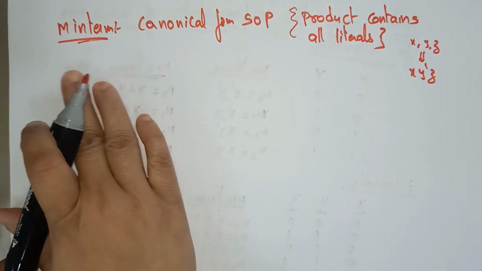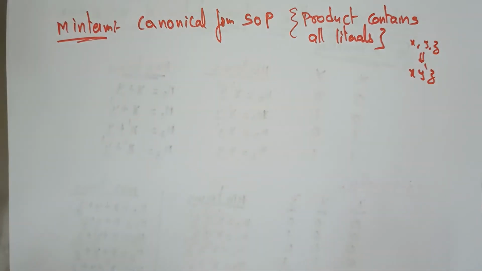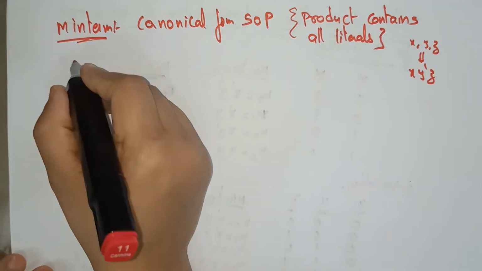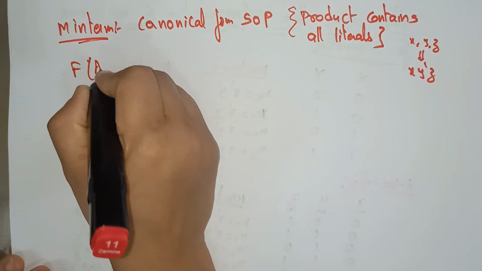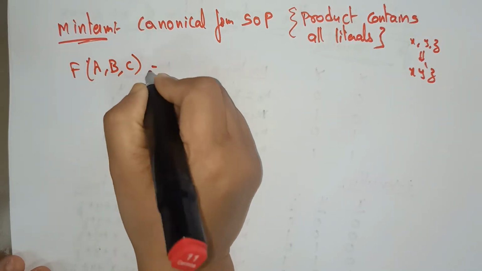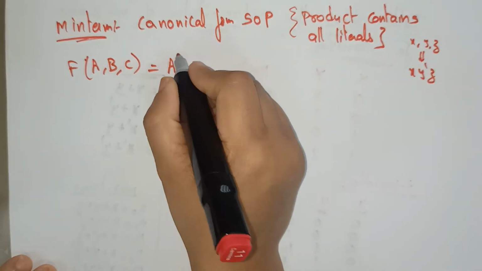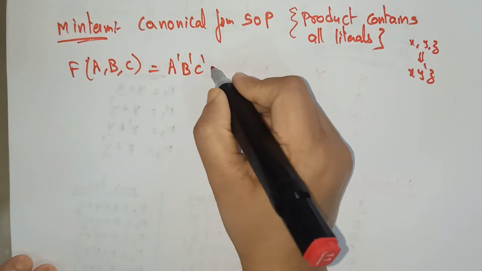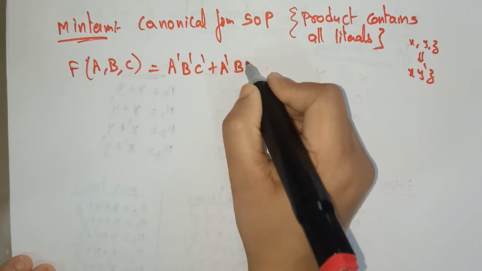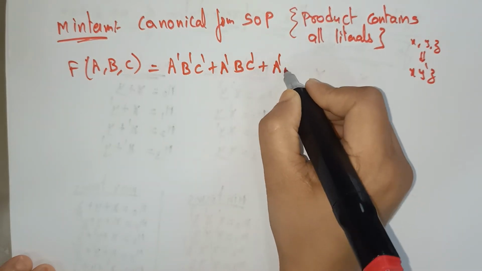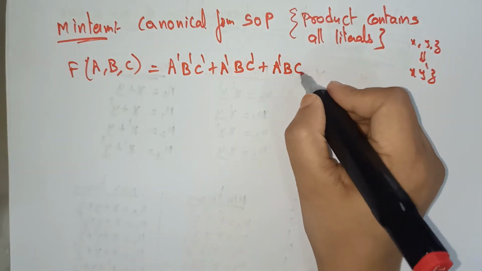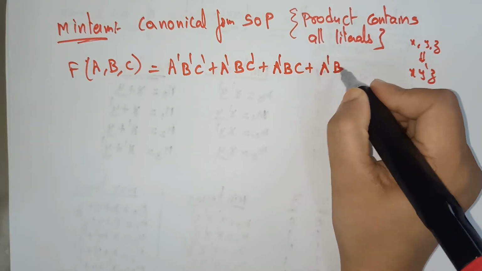So the min terms are nothing but the canonical form of sum of products. Let me take one function f of a, b, c. I'm taking the function as a sum of products: a dash, b dash, c dash plus a dash, b, c dash plus a dash, b and c plus a dash, bc.